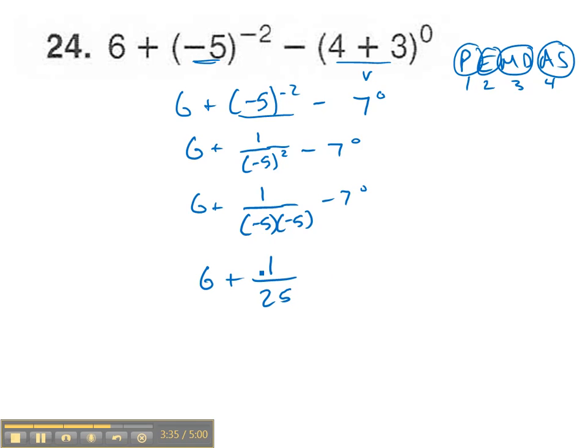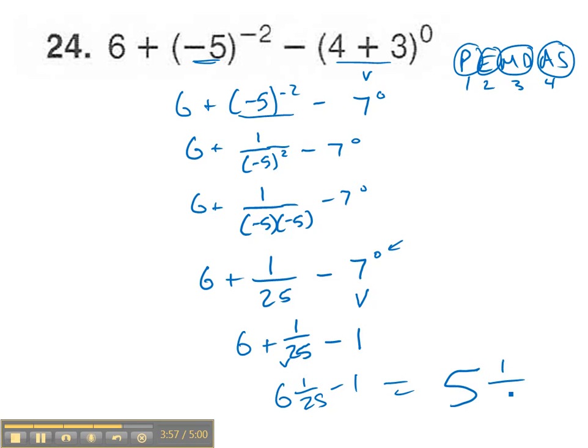So I have 6 plus 1/25th minus 7 to the 0 power. I'm still on exponents because I have an exponent here. 7 to the 0 power is 1 whole. Any base number to the power of 0 is equal to 1. So I have 6 plus 1/25th, which is 6 and 1/25th, minus 1, that equals 5 and 1/25th.